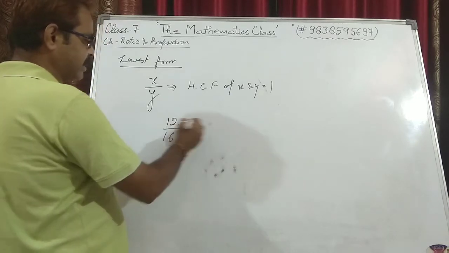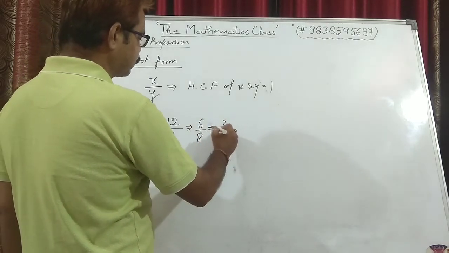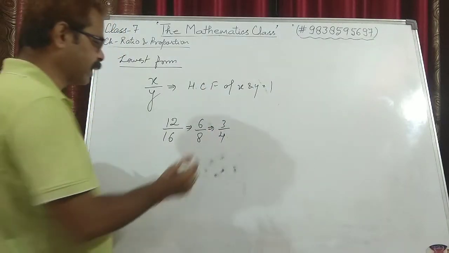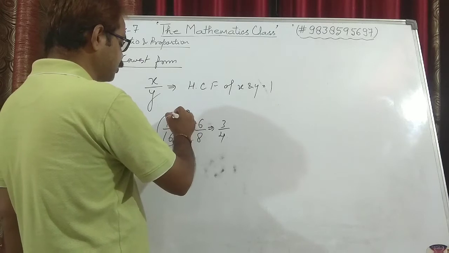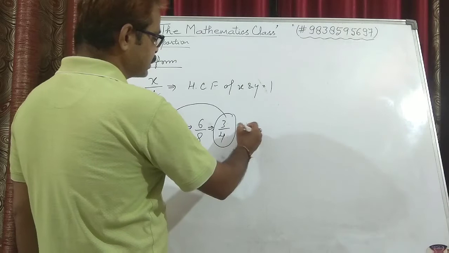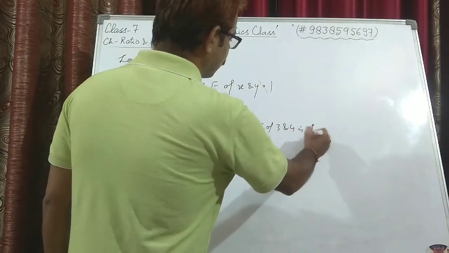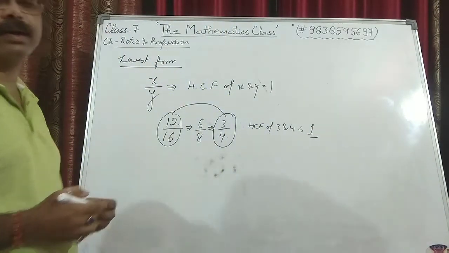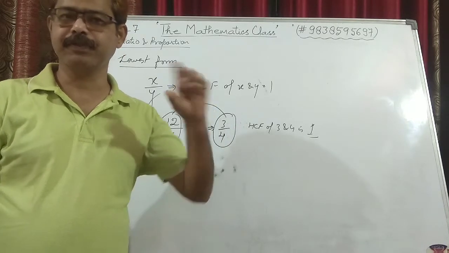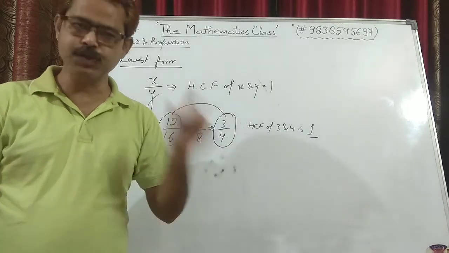It is divisible by 2. 2 sixes are 12, 2 eights are 16, so again divisible by 2: 2 threes are 6, 2 fours are 8. Now 3 and 4 are only divisible by 1. So 12 upon 16 is in the lowest form as 3 upon 4, since the HCF of 3 and 4 is 1. So how do we write a fraction or a ratio in the lowest form? When the HCF of both the numerator and denominator, or the antecedent and consequent, is 1.